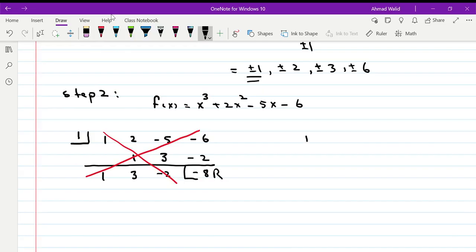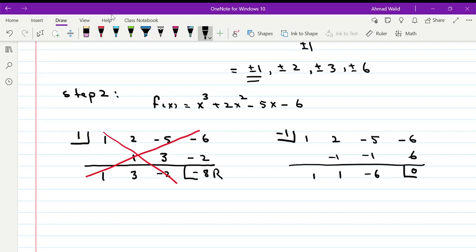Same thing. 1, 2, negative 5, negative 6, divide by negative 1. I want to check my negative 1, correct? Let's do the synthetic division. 1 times negative 1 gives you negative 1. 2 minus 1 gives you 1. 1 times negative 1 gives you negative 1. Negative 5, negative 1 gives you negative 6. Negative 6 times negative 1 gives you positive 6. Negative 6 and positive 6 gives you 0. Wow! Here you go.